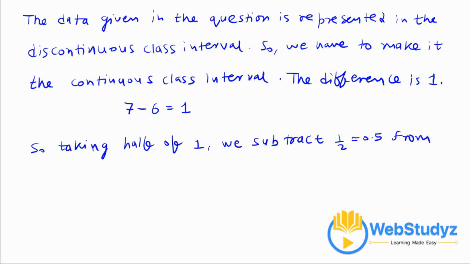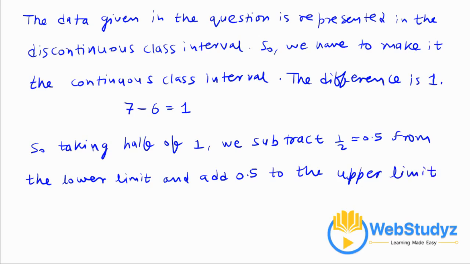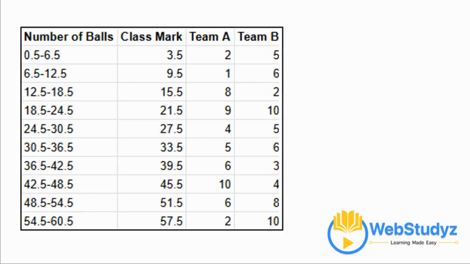we subtract it from the lower limit and we have to add 0.5 to the upper limit. So then the table becomes like this. Here we have subtracted 0.5 from the lower limit for each class interval. Similarly, we have added 0.5 in the upper limit of each class interval.